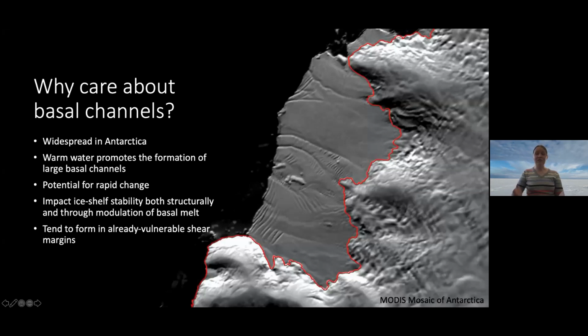So in summary, why do we care about these basal channels? Well, they're everywhere in Antarctica. We do see them in lots and lots of places. We know that they're associated with warm water, right? We see that statistical association that suggests that warm water promotes the formation of large basal channels. So as we see more warm water in Antarctica, we may see more of these features or larger features in the future.